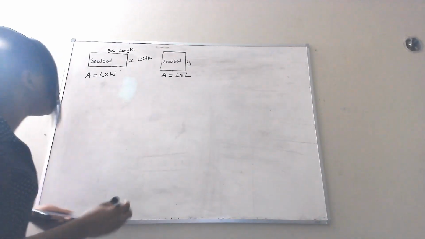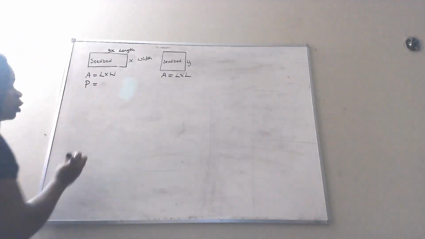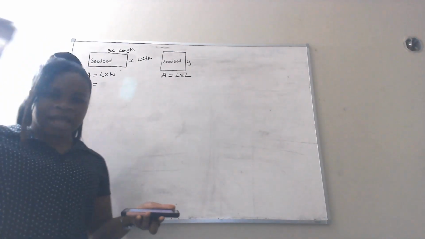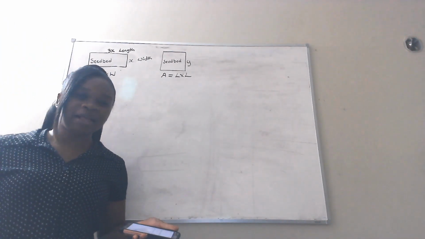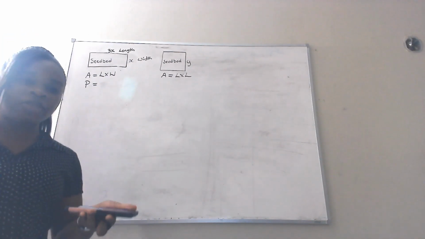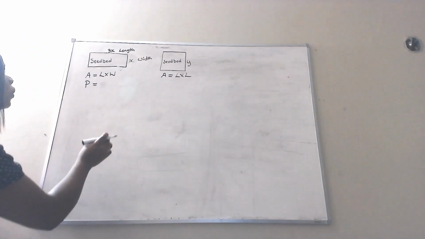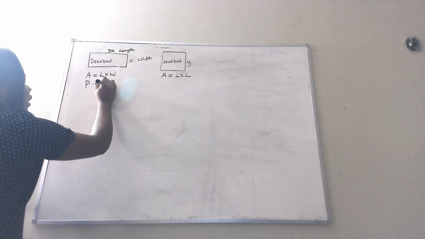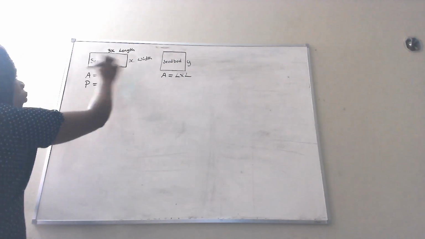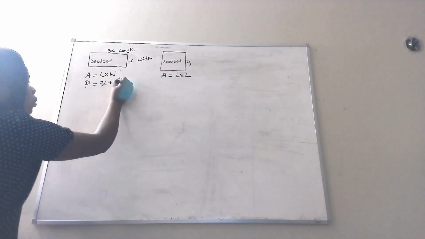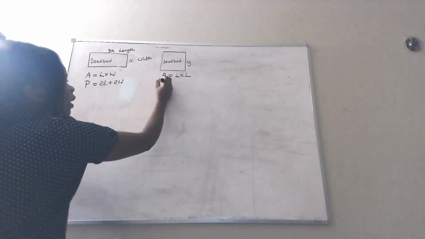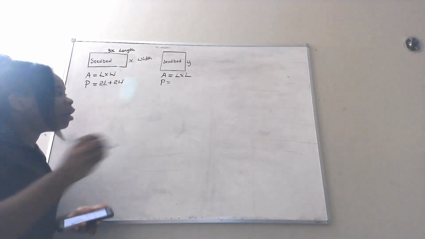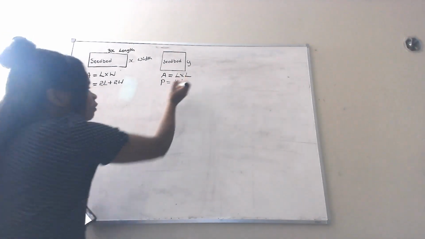You also need to know what the perimeter is. The perimeter is everything on the outside. So when we add all the sides of a rectangle, that gives us the perimeter. The rectangle has two lengths, so that is 2L, and two widths, that's 2W. As for the square, it has 4 equal sides, so that's 4L.